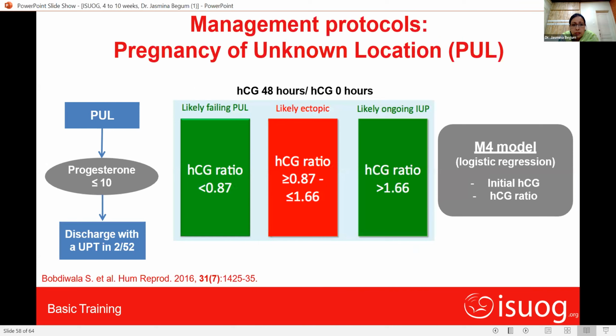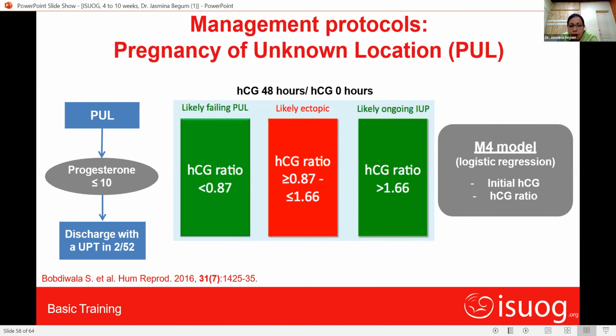So how to manage this type of condition? There are many algorithms to manage. One is to do serum progesterone and see the levels. If it is less than 10 international units per ml, do nothing; it's a failing pregnancy. Ask the lady to come after 2 weeks and do a urine pregnancy test. Another is the M4 model. These are different research articles that have given prediction models. In the M4 model, the initial HCG is done, and as you all know, the HCG doubles by 48 hours, so after 48 hours we have to take the 48-hour HCG value.